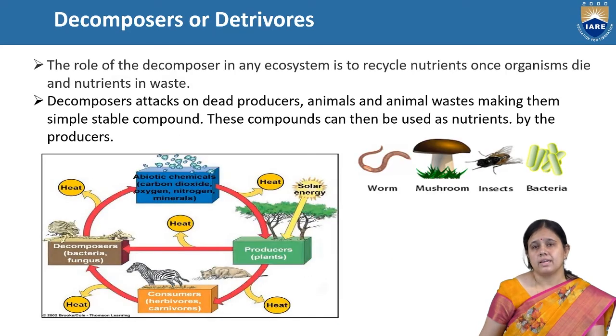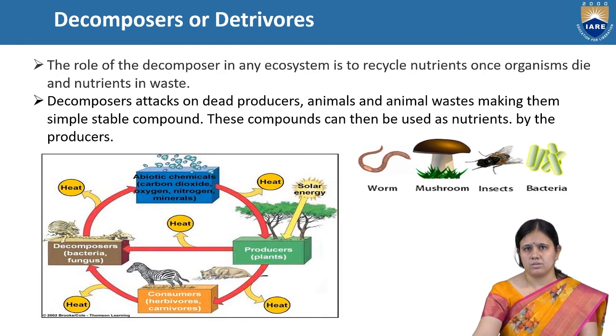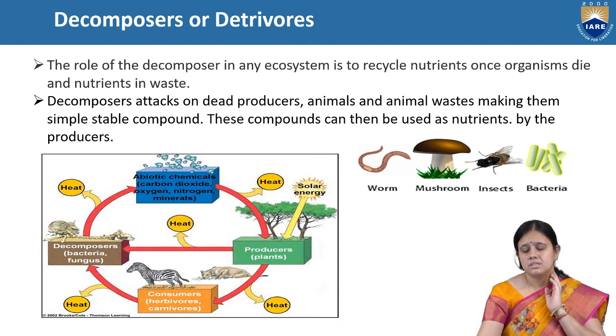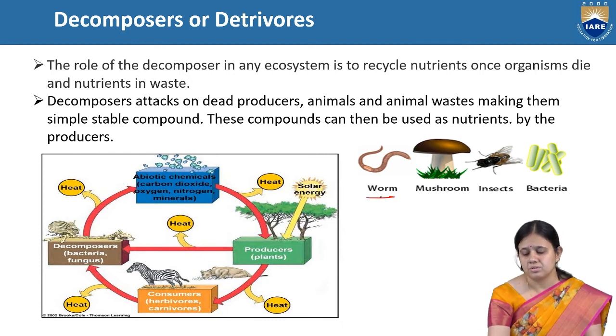Now come to the next slide. They are called decomposers. The role of decomposers in any ecosystem is to recycle nutrients once an organism has died, and nutrients in waste. Decomposers attack dead producers, animals and animal waste, making them simple stable compounds. These compounds can then be used as nutrients by the producers. Examples of decomposers are worms, mushrooms, insects, and bacteria.